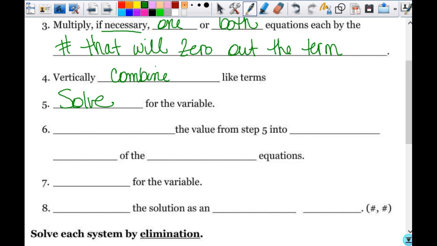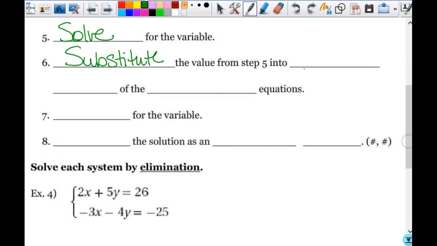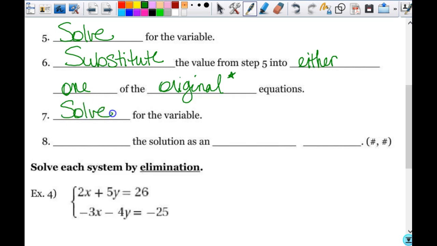So now the rest of the steps are pretty much just like substitution. So you take what you have, you substitute the variable from step 5 into either one of the original equations. And again, put a little star there. In this case, you probably do want the original ones. So then again, you have one variable left, so you solve for the variable, and then you write the solution as an ordered pair.